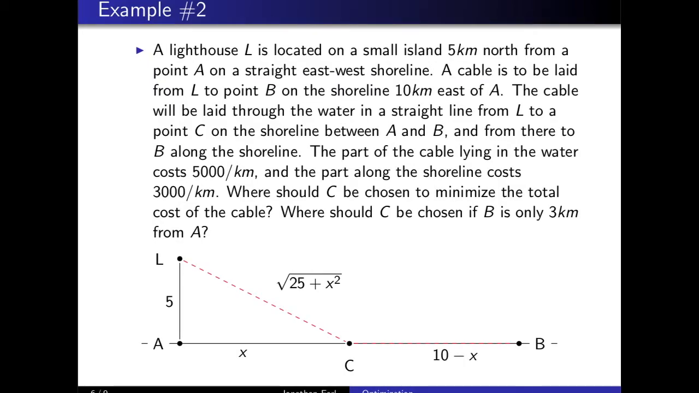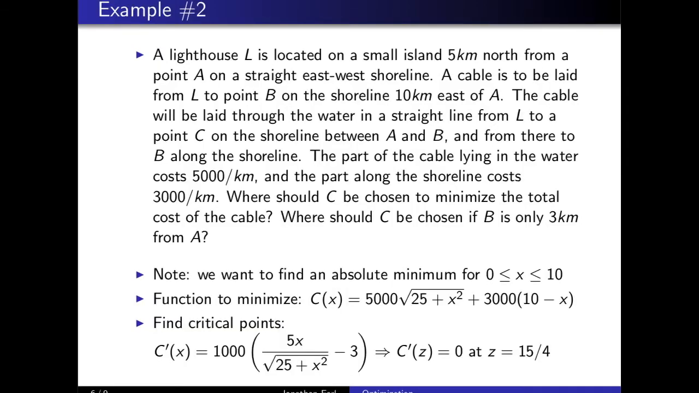Okay, so the first thing that we'll do is set up this problem. So we'll take the distance from A to C to be given by the variable x, and we know the distance from A to L is 5, so that tells us the distance from L to C is going to be the square root of 25 plus x squared, and then the distance from C to B is going to be given by 10 minus x. So from this, we can make a cost function, and maybe I'm choosing a bad variable here, but it should be clear that here c of x is a function for the cost, and the original C was a point on the map.